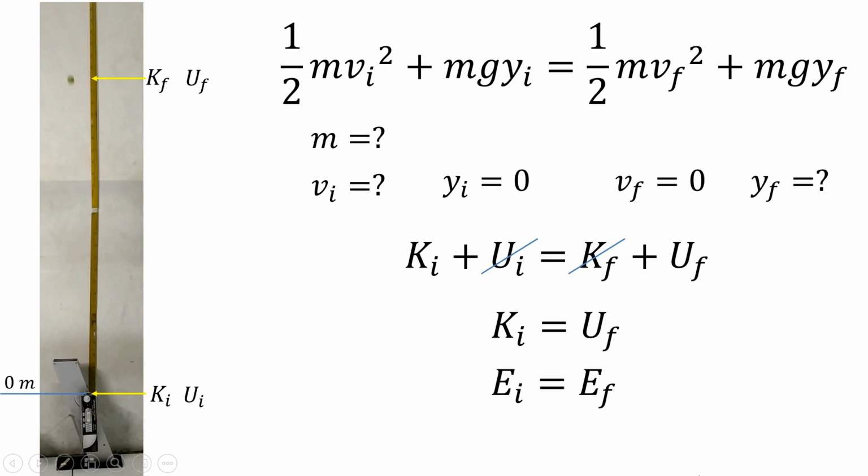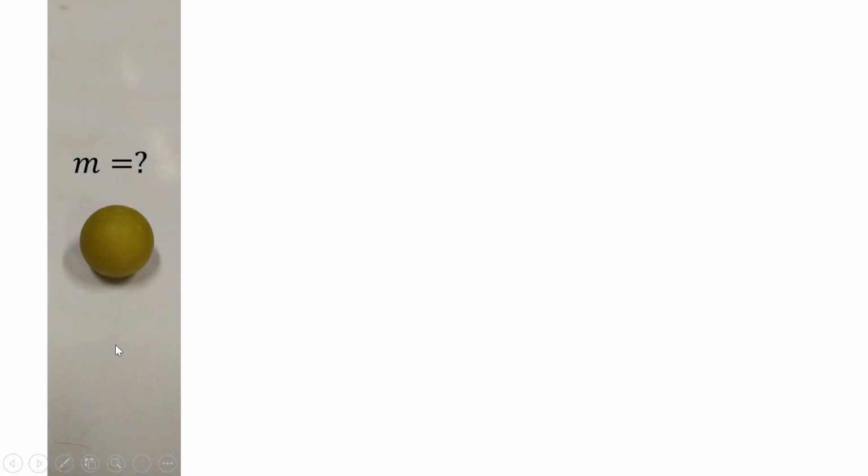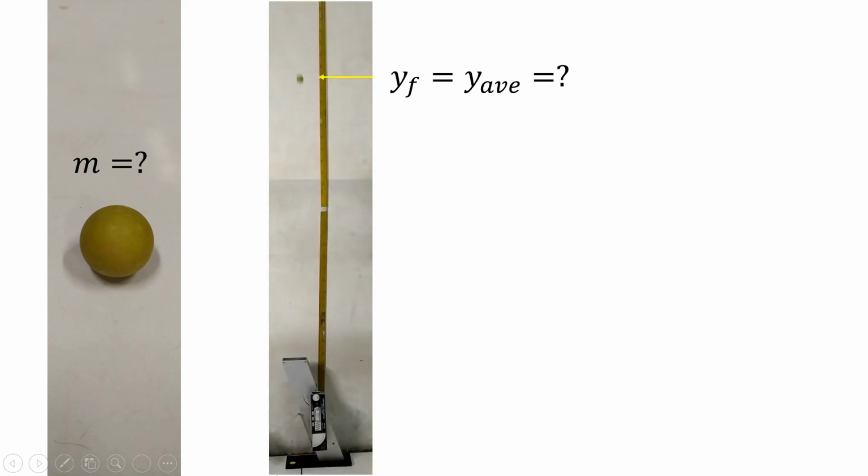From this, let's try to do the experiment. First, you have to get the mass of the ball. Second, you have to get the y average of the ball as you use the projectile launcher to hit it upward. You will do this for 3 trials to get the y average.